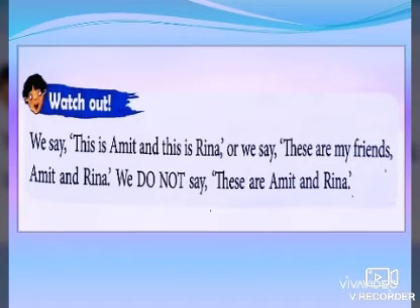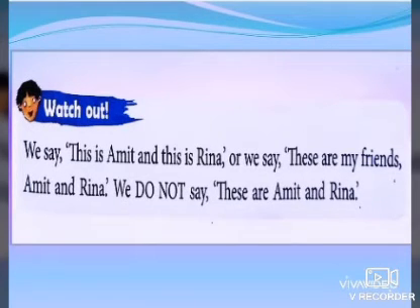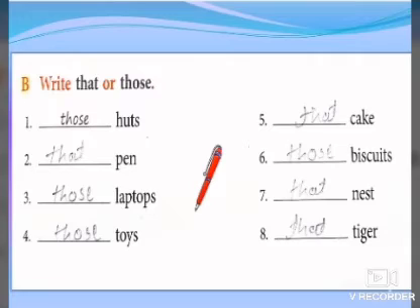Now here we say this is Amit and this is Reena. This is Amit, Amit singular, and this is Reena, Reena singular. So this. Or we say these are my friends, Amit and Reena. We do not say these are Amit and Reena.